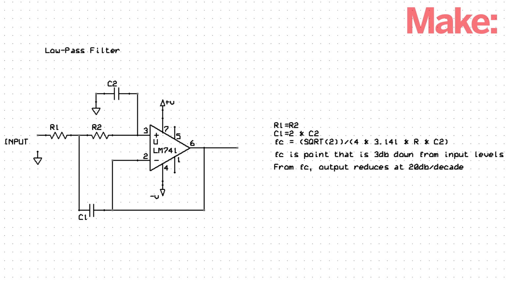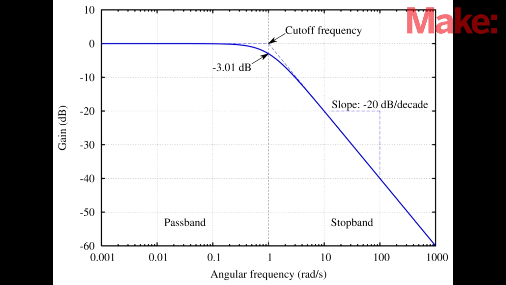The helpful circuit we're going to look at here is an active filter, in this case a low-pass filter, utilizing an LM741 operational amplifier. There's two resistors in use, both of them with the same value, and two capacitors, one being double the value of the other. You can see here by the mathematical formula how to calculate your cutoff frequency, or FC. As you can see in this graph, the cutoff frequency is where the output of the filter will be 3 dB below the input of the filter.